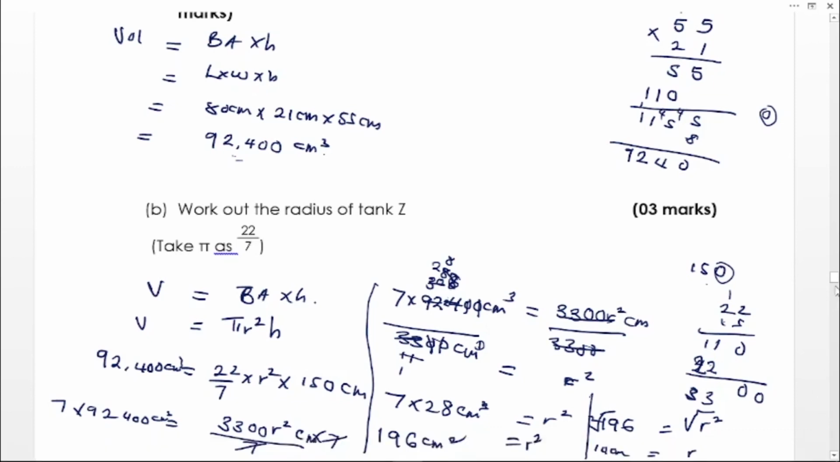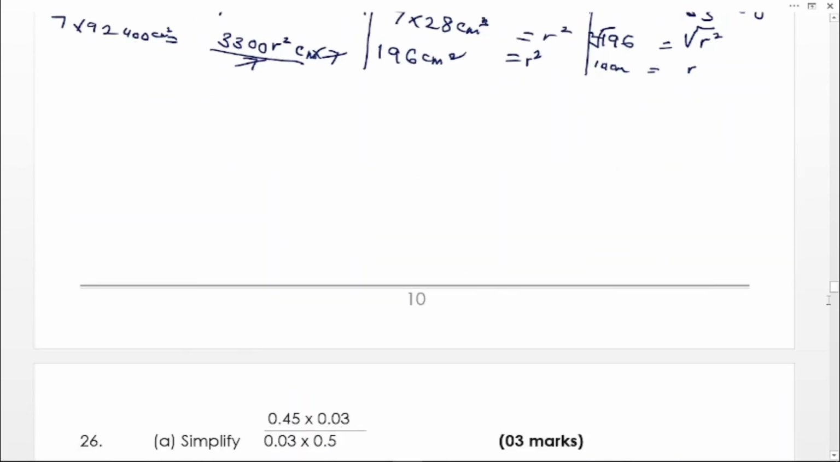Therefore, the radius of that other tank is 14 centimeters.